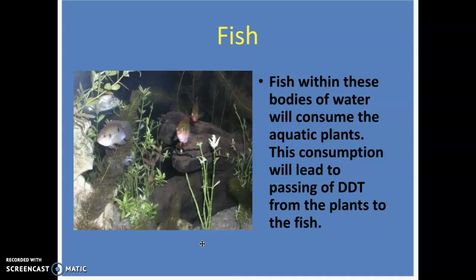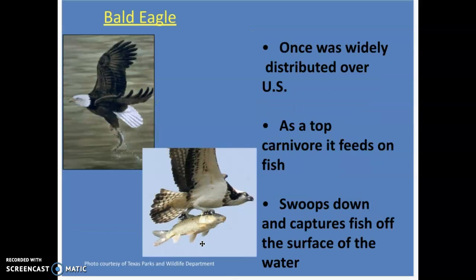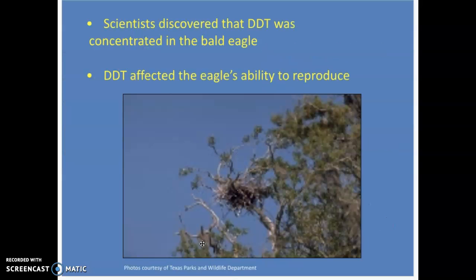Small fish that rely on aquatic plants as a food were consuming the plants, and that was leading to the passing of DDT onto the fish. Now that the fish have it, larger fish were eating smaller fish. Eagles were then hunting the fish, and we were noticing that the top carnivores that were feeding on these fish were starting to suffer. So when the concentration in the eagles was finally found, we realized that it was a massive amount, and it was really starting to have a toll on their reproductive system.